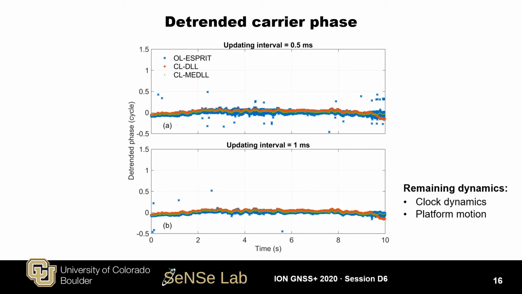To exhibit more details in the carrier phase measurements, we show the detrended carrier phase values here. For detrending, the same linear carrier phase trend extracted from the closed-loop MEDLL results is subtracted from the carrier phase estimations provided by the three schemes. We can see that the open-loop results show a larger estimation variance compared to the other two closed-loop results. It is also worth noting that the remaining dynamics in the detrended carrier phase may originate from the clock dynamics and platform motion. In addition, there are actually certain biases between the closed-loop DLL and closed-loop MEDLL results. This bias will be better displayed in the next slide.